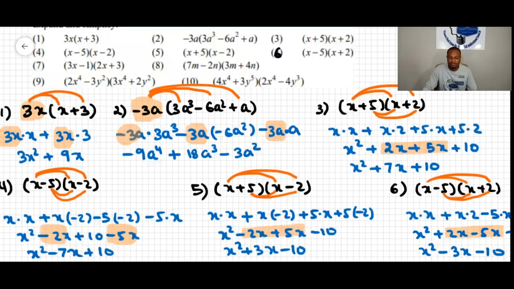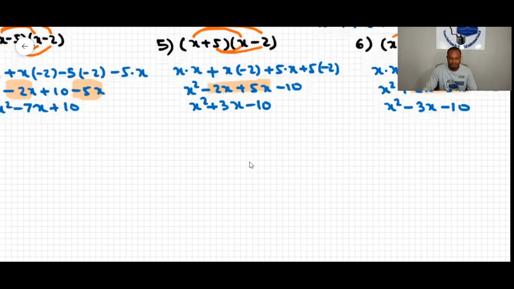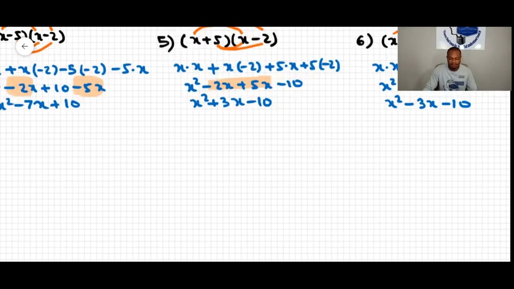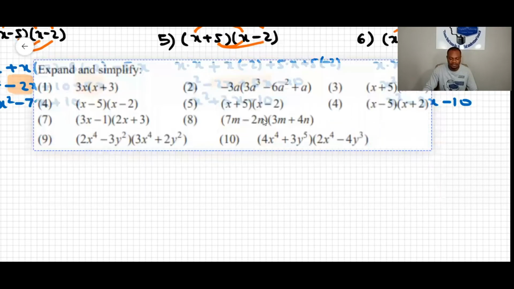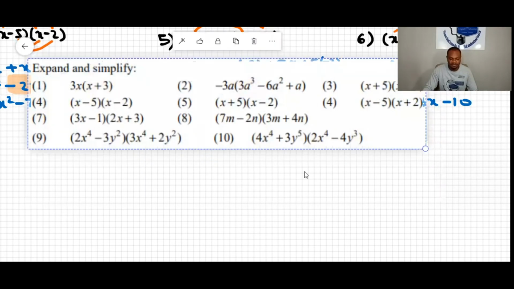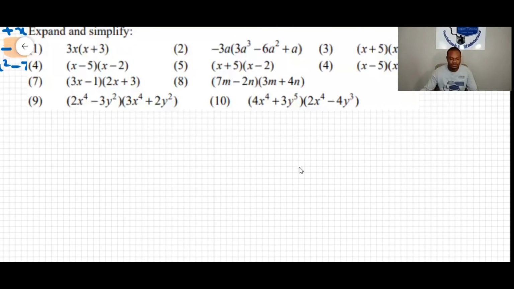We're going to do now number 7. So let's move a little bit up here, because of space. So number 7 is 3x minus 1, and then 2x plus 3. So we foil it again, 3x times 2x, and 3x times 3, -1 times 2x, and -1 times 3.